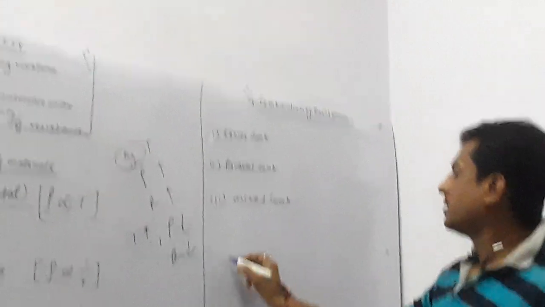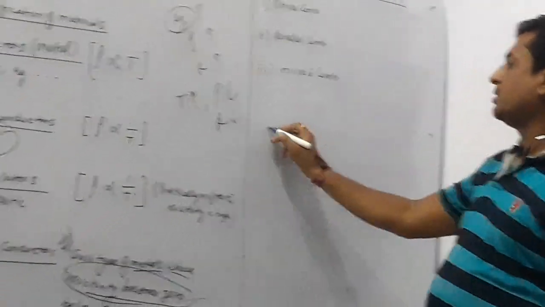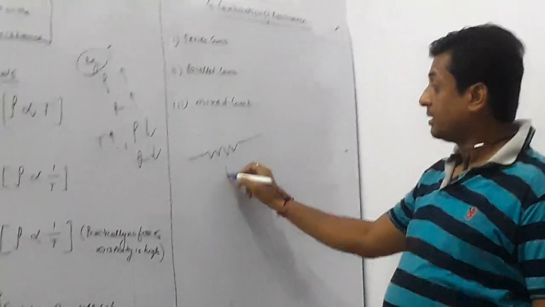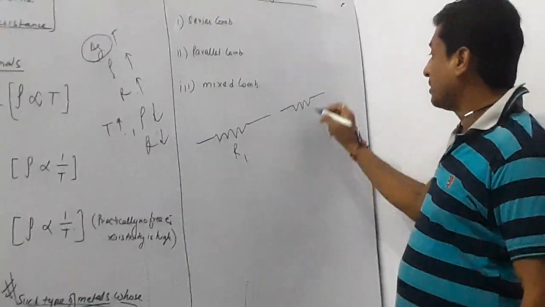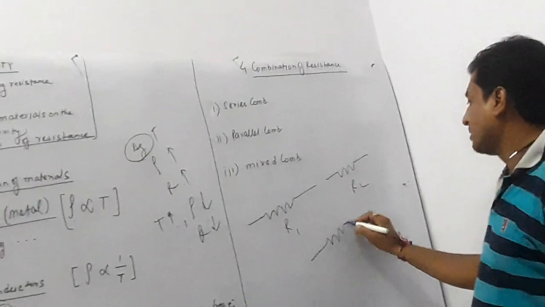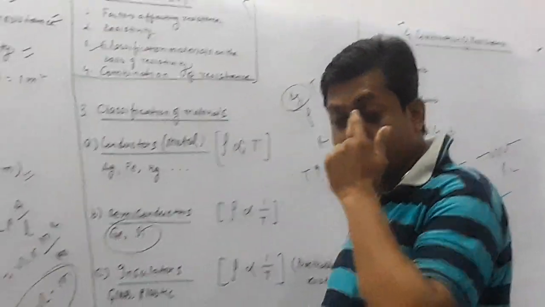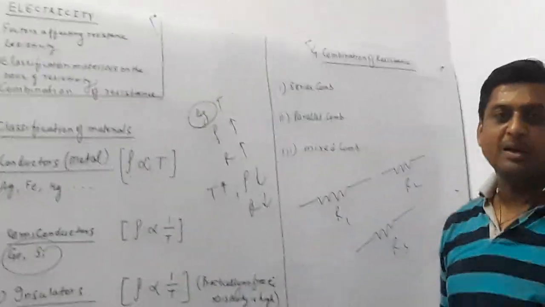Now, suppose that you can see in your house also there are three wires. This is wire first. This is the symbol of a resistance wire. Remember this, R1. This is another wire, R2. This is another wire, R3. Now the question is how you will combine these three wires. So there are three methods to combine these three wires.